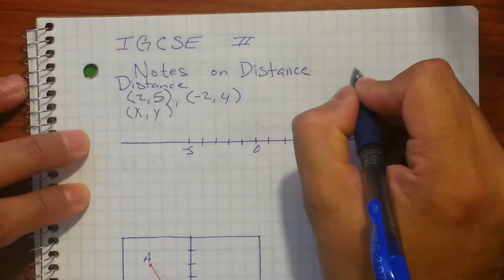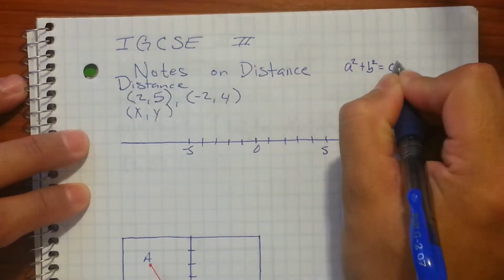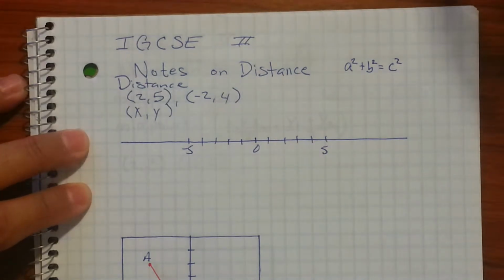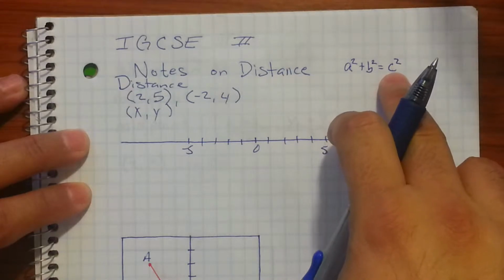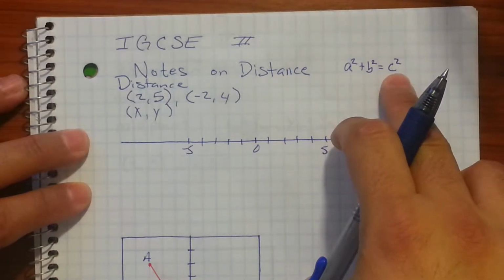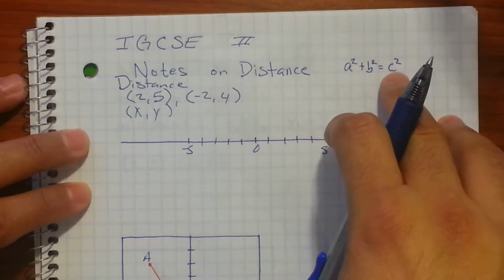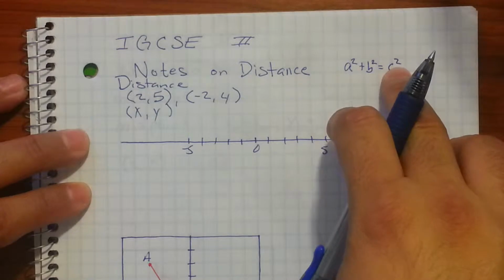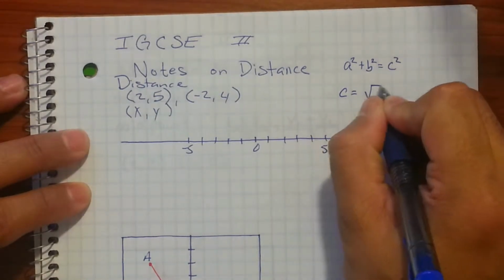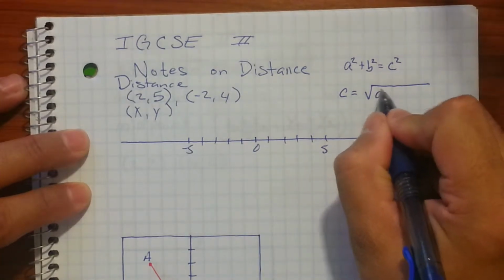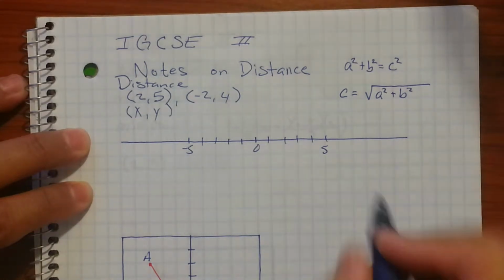Pythagorean theorem is. The Pythagorean theorem is a squared plus b squared equals c squared. Now, here's the Pythagorean theorem, and we're going to try to find this piece right here. But we need to know that distance is always going to be positive. So since distance is positive, and we need to undo the square, we end up with c equals the positive square root of a squared plus b squared.